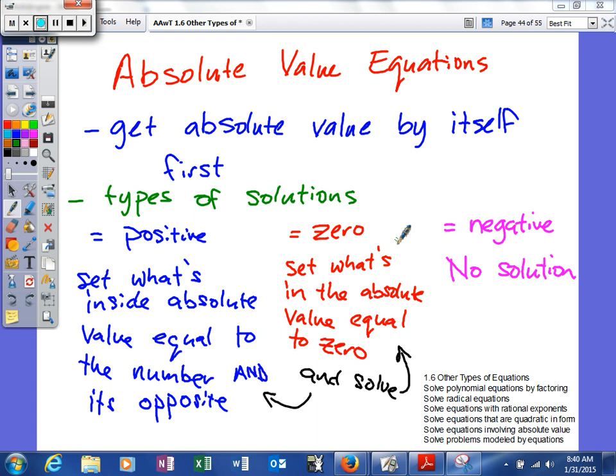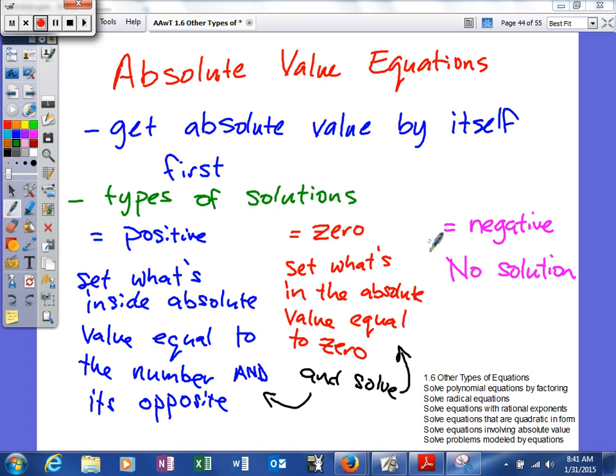We actually have three different types of solutions for an absolute value equation. If it's equal to a positive, we're going to set what's inside the absolute value equal to the number and its opposite. So we'll actually get two solutions for this, and we're going to solve. And then if it's equal to 0, set what's inside the absolute value equal to 0. So here you only get one solution, where here you'll end up with two solutions.